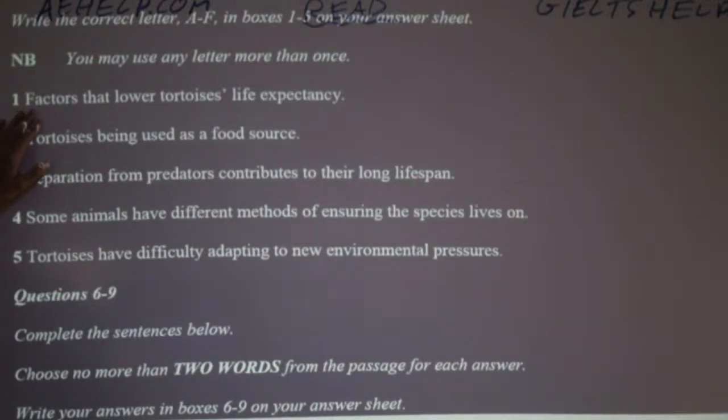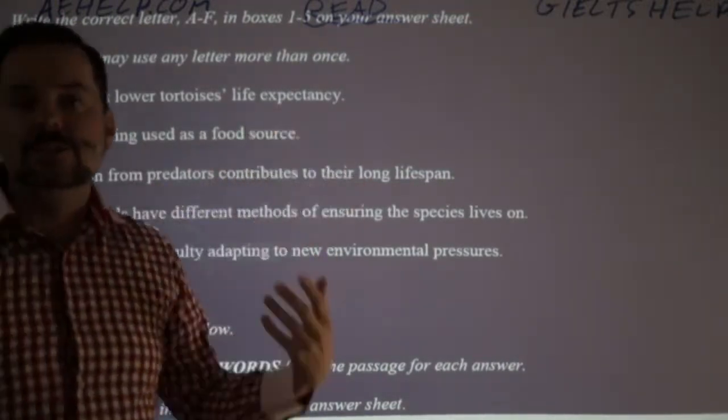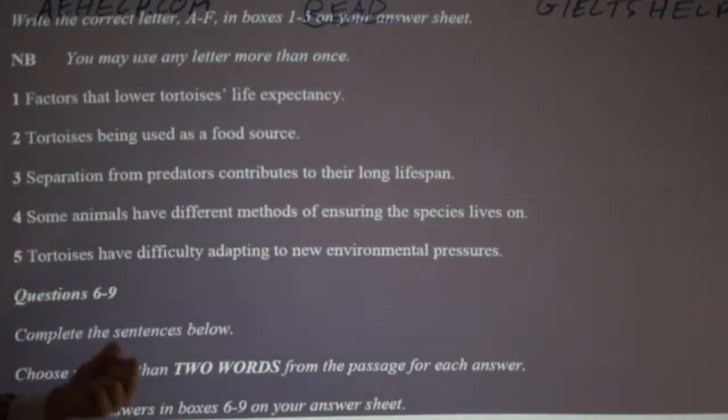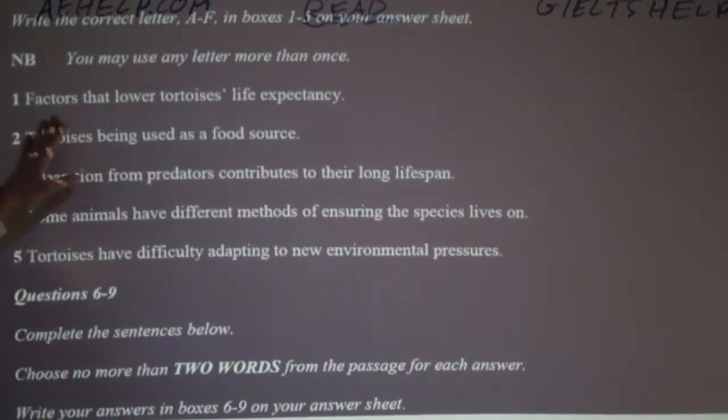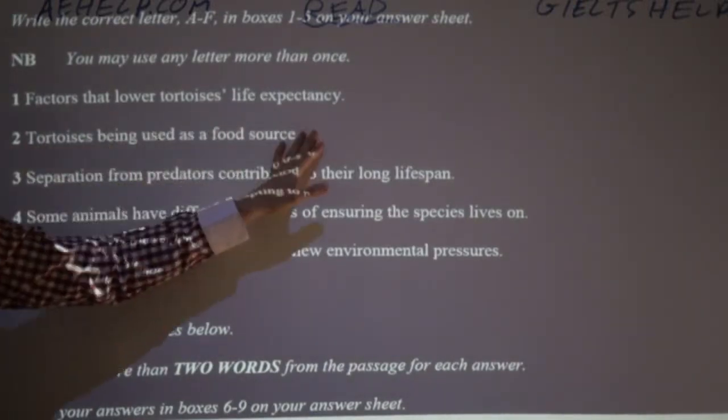All right. Okay, number one, factors that lower tortoises' life expectancy. What is the answer to that? So that should be fairly straightforward now. Okay, so what is or what are the variables that are dangers for Tonto?